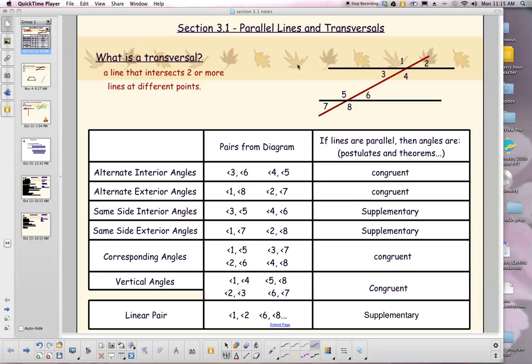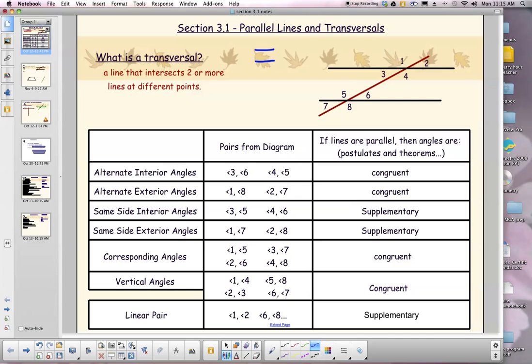So really the only restriction is that it can't be a star. You can't have two lines that cross and then have the transversal go through both of them at the same point. A transversal hits one line in one point and then hits another line in another point. The lines do not have to be parallel. I drew them parallel here for the purpose of our lesson, but they could easily go like this and that would still be considered a transversal.